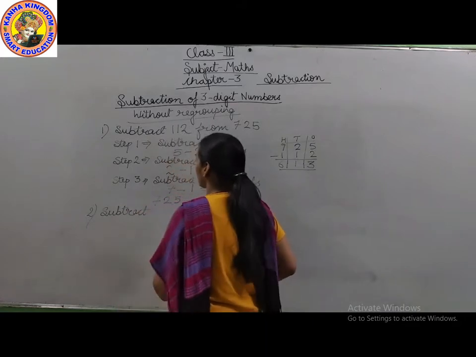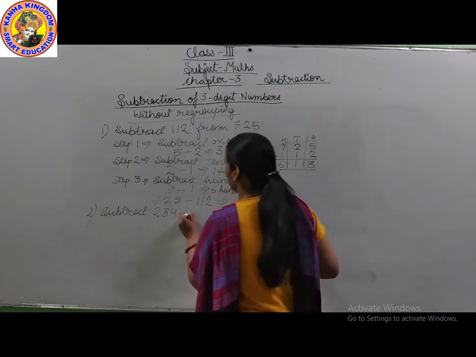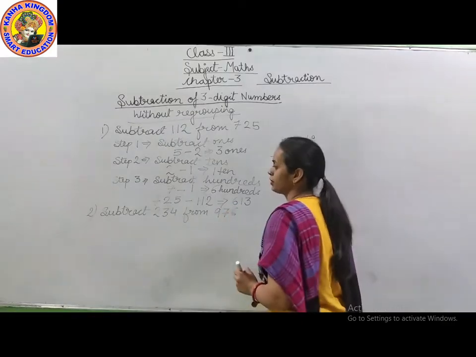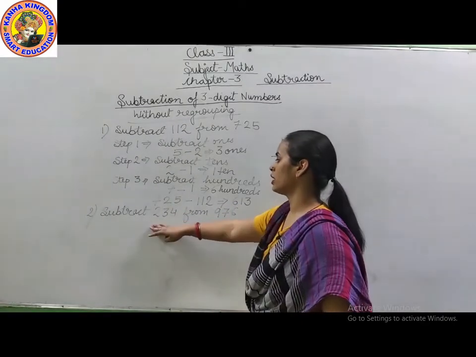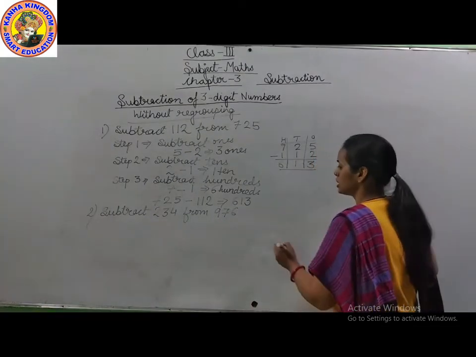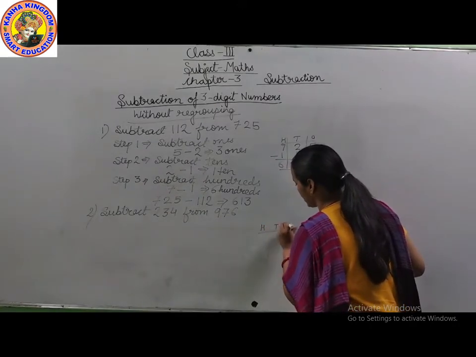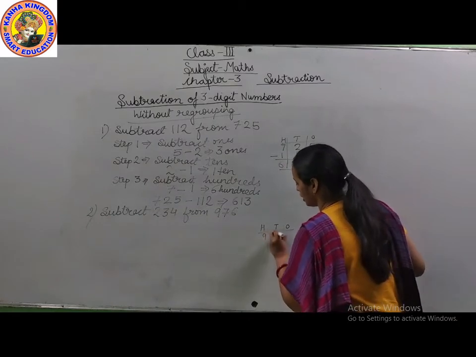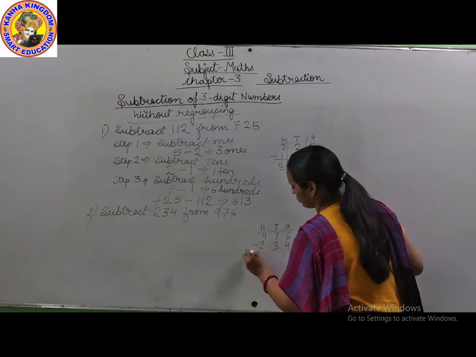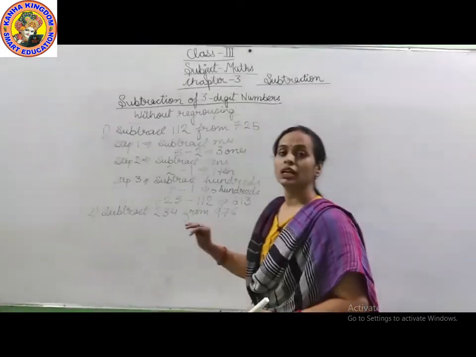Again, I'll write here the second question. Subtract 234 from 976. Again, arrange the numbers in a vertical column, hundreds, tens, ones. 976 minus 234. Again we are solving this sum in steps.